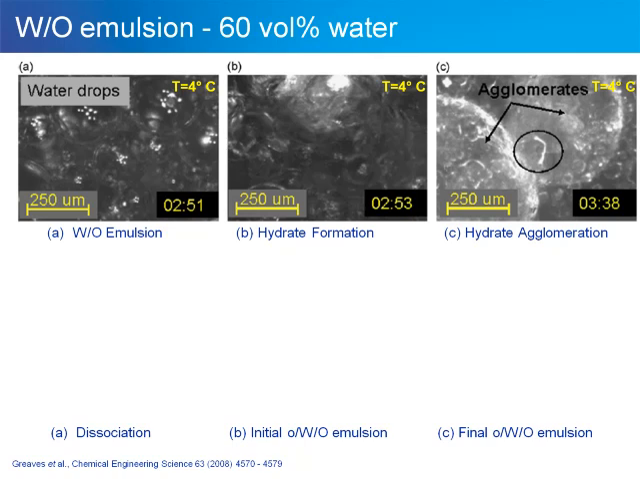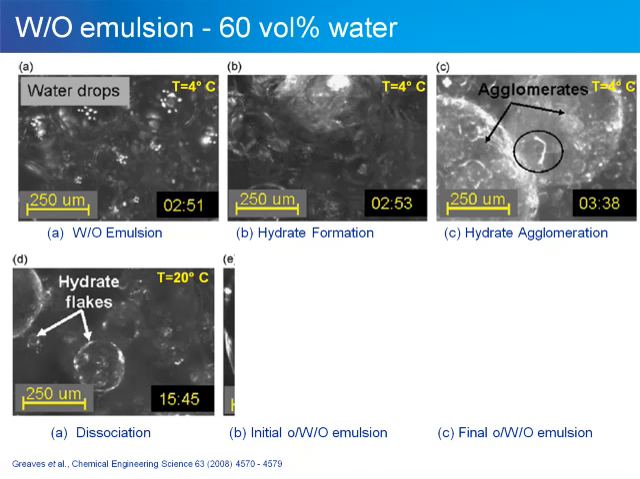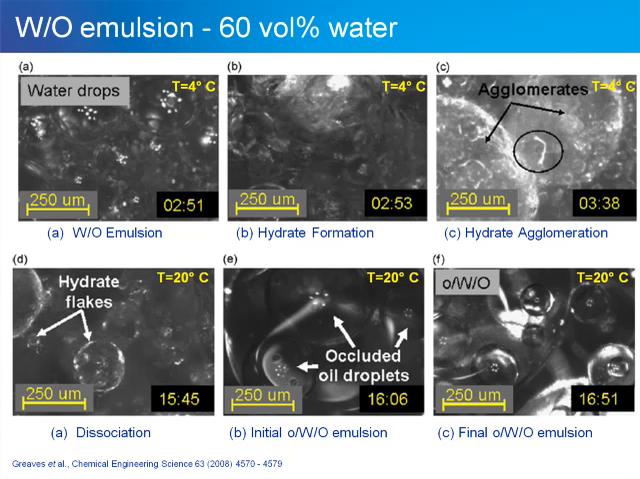Here we have a sequence of PVM images taken at 4 degrees Celsius. Initially, one sees water droplets in the continuous phase of oil. The hydrate film in image B starts to form around the outside of these droplets, and in image C, the hydrates start to agglomerate. Then, the temperature is raised to 20 degrees Celsius, and these hydrates again begin to dissociate back down to individual flakes. And finally, the system returns to a new equilibrium with occluded oil droplets.